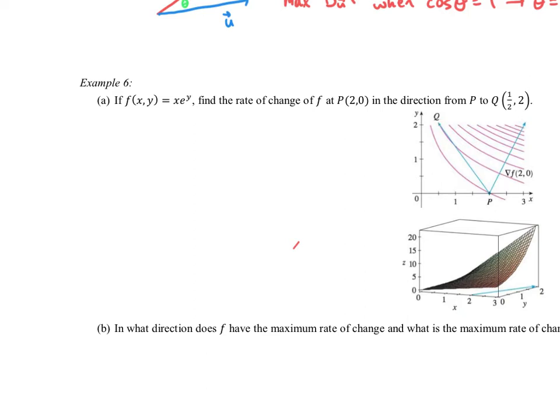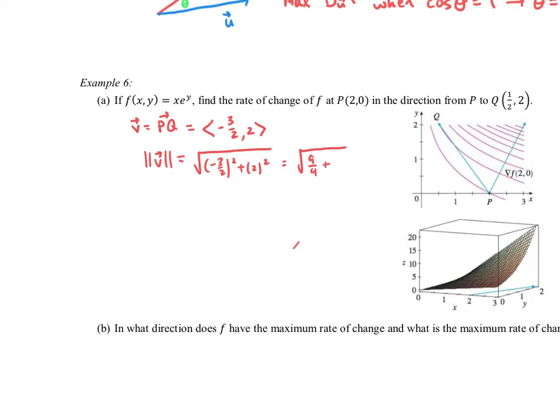So our first step is to create a vector v that is from P to Q, and that vector is going to be <-3/2, 2>. Just remember you're subtracting the components there. This is dating back to chapter 9 and how we looked at a vector between 2 points. We also need the magnitude of that because we need to be able to turn this into a unit vector. So the magnitude is going to be the square root of (-3/2) squared plus 2 squared, which is 9/4 plus 4, which is 16/4. So we get the square root of 25/4, which is 5/2.